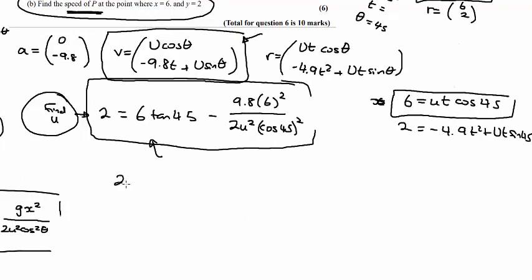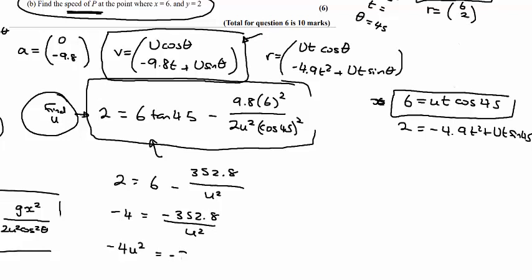Alright, so let's start putting stuff in. 6 tan 45 is 6, minus 9.8 times 6 squared, which is 36. So I get 352.8. Let's do 2 times cos 45, that's root 2 over 2. If I square it, I get 0.5 times 2. So all of that bottom thing actually becomes u squared. If I take that away, I get minus 4 equals minus 352.8 over u squared. Let's times by u squared, so I've got minus 4 u squared equals minus 352.8. Might as well have got rid of those negatives, to be honest.